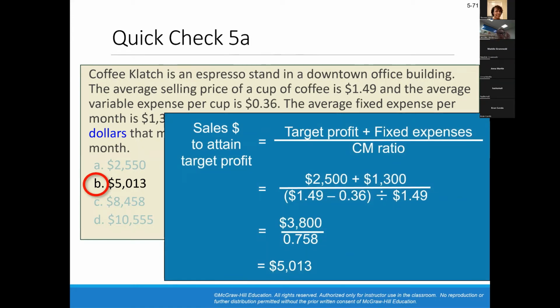Okay, so there's your target profit plus your fixed expenses over your contribution margin ratio. And it breaks down right here how you do that. So the contribution margin ratio is the contribution margin, which is that $1.13, divided by the sales price. Okay. And then you can calculate it all out right there if you didn't know what it was.